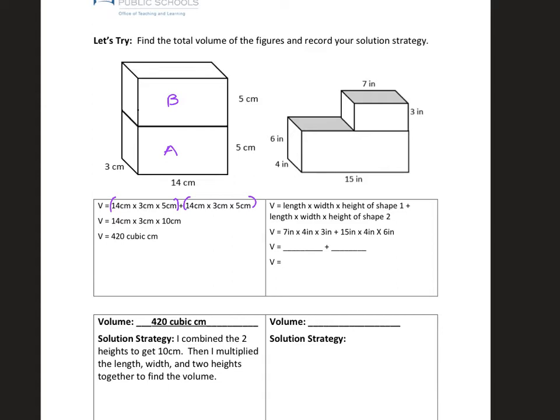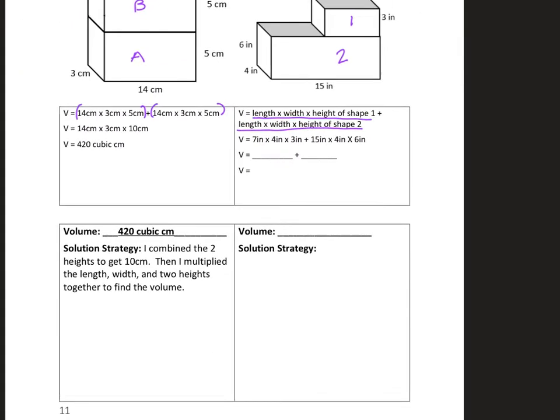So on the next one, it's saying the length times the width times the height of shape 1 plus the length times the width times the height of shape 2. Okay, so it looks like they said this is shape 1 and this is shape 2, just by their dimensions. So there's really not a lot of room. They did not give you a lot of room to work this out.